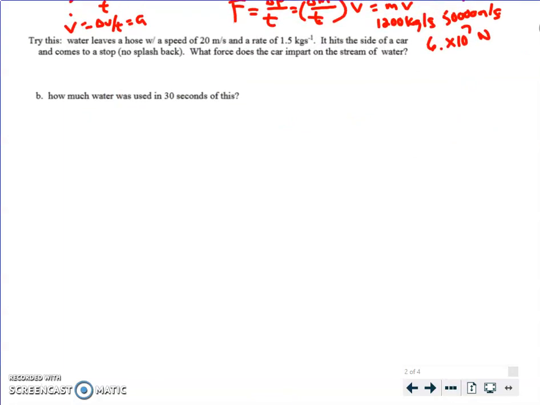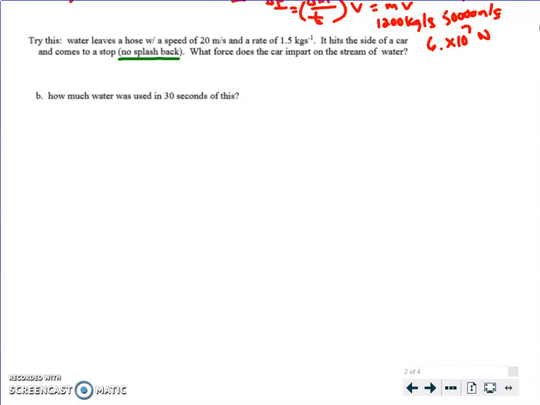Okay, so try this. Let's apply it to a hose. In a hose, you're ejecting water. So in this case, we have a hose with a speed of 20 meters per second, and it's leaving at a rate of 1.8 kilograms per second. That's the flow rate. That depends on how big your hose is. If you have a fireman's hose, you're going to get a bigger flow rate than a small garden hose, even though the speeds could be the same. It hits the side of a car and comes to a stop. No, there's no splashback. That would just complicate things a little bit. What force does the car impart on the stream of water?